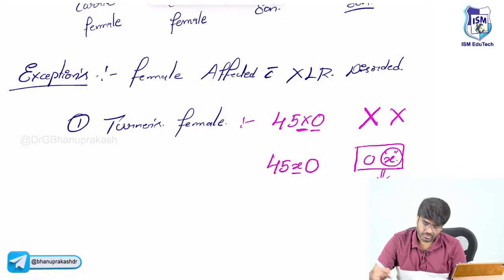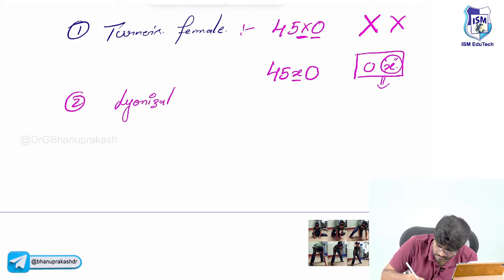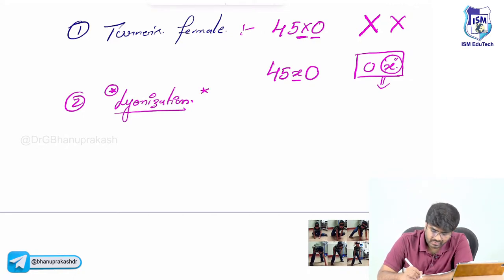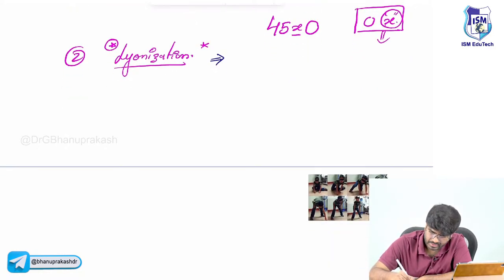True. Second thing, lionization. Due to the process of lionization, there is a chance that a female can have X-linked recessive disorders. Now, what is this lionization? The lionization principle, Lyon's hypothesis, is this.